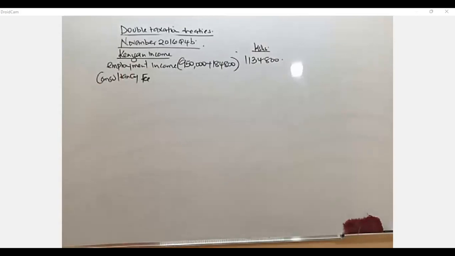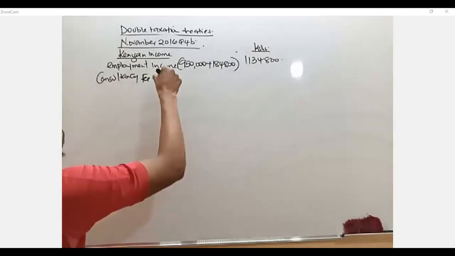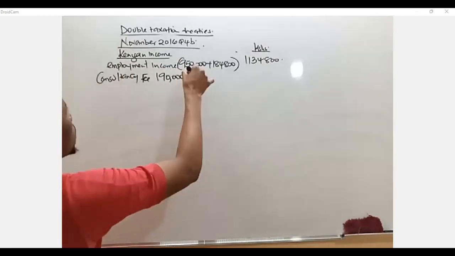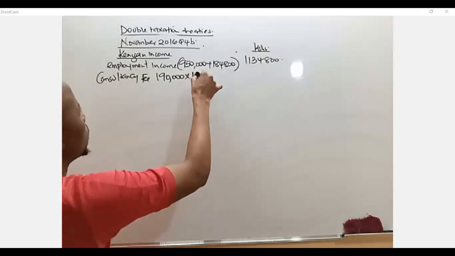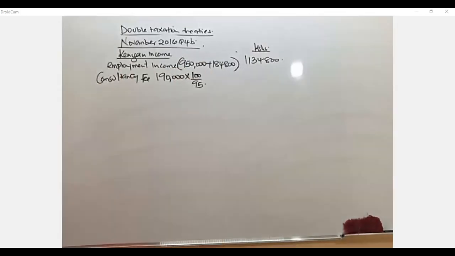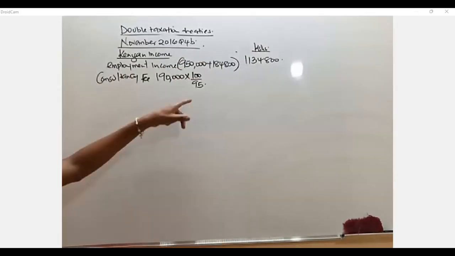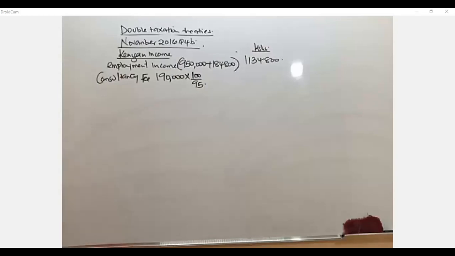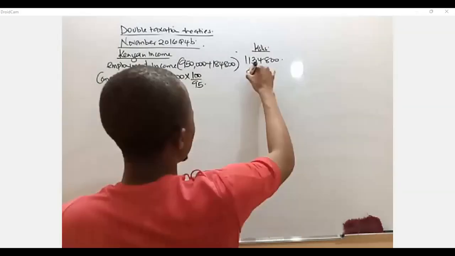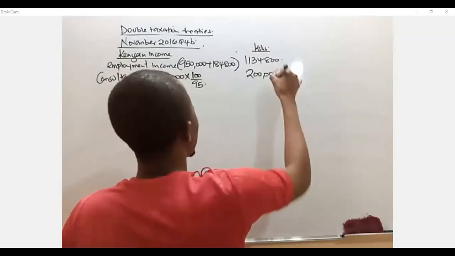So in this case, it would be what? Because when you are given a net, it means they have already withheld the 5%. So the 190,000 is equivalent to 95%. What about 100, so that we can return the amount that they have withheld? So 190,000 times 100, divided by 95, getting around 200,000.